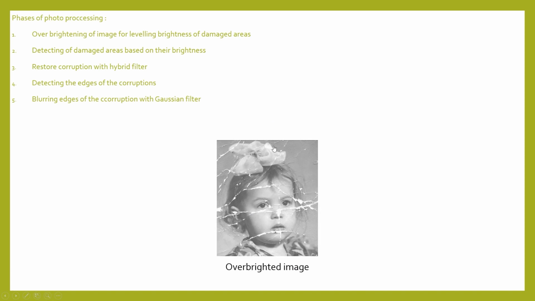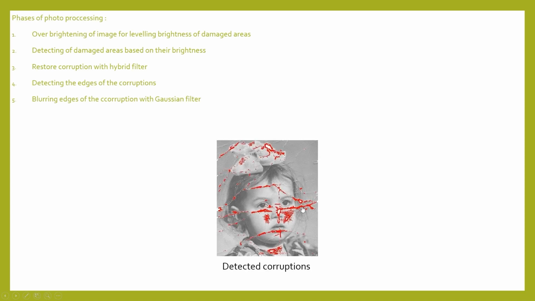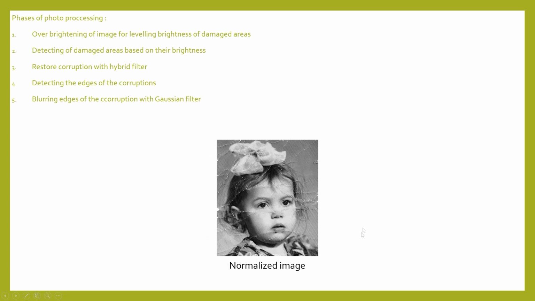First, overbrightening of the whole image for leveling brightnesses of damaged areas. Detecting the corruptions based on their brightnesses. Filling areas inside the corruptions with our hybrid filter. Detecting the edges of the corruptions. Blurring edges with a Gaussian filter. And normalizing the whole image to restore the contrast.